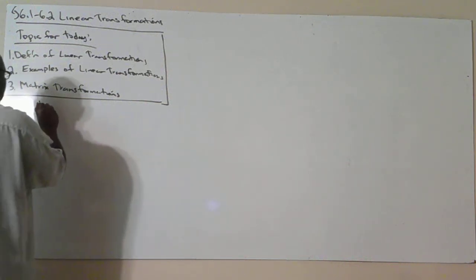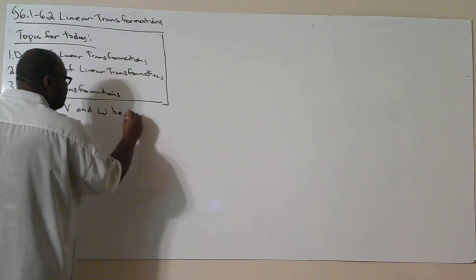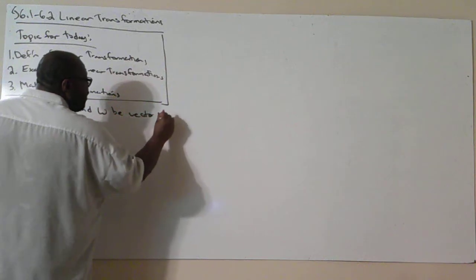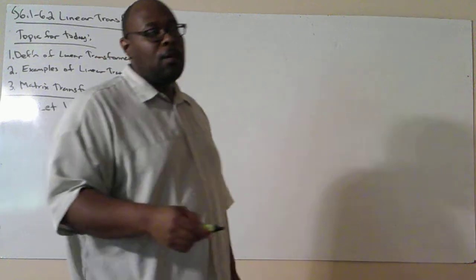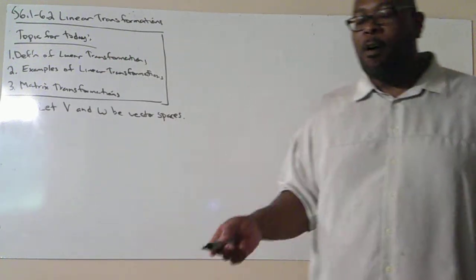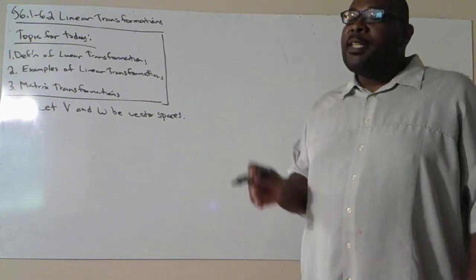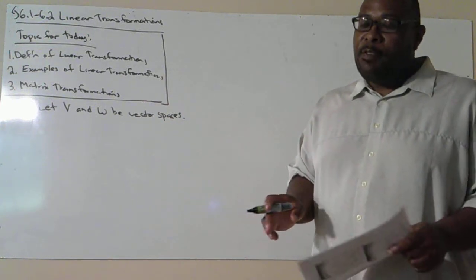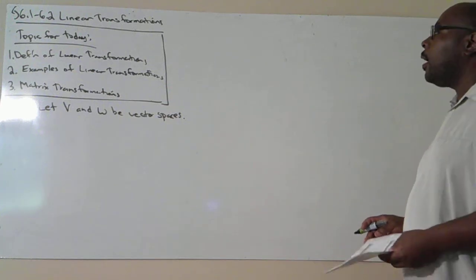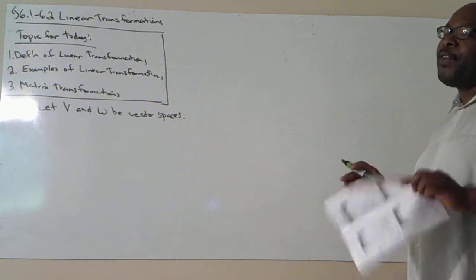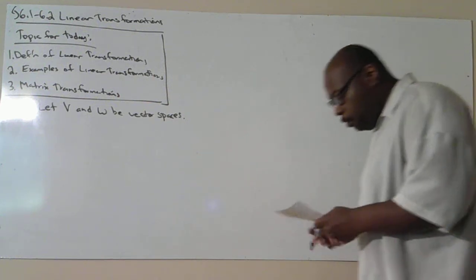Definition. Let V and W be vector spaces. Again, you can think about vector spaces as just being Euclidean spaces for right now, from R2 to R3, R3 to R4, R3 to R3. Vector spaces could also be for functions and for polynomials and for complex numbers. Again, I'm going to talk about that a little later. But you can just think about vector spaces as being Euclidean spaces like R3, R4, R5, and so forth.